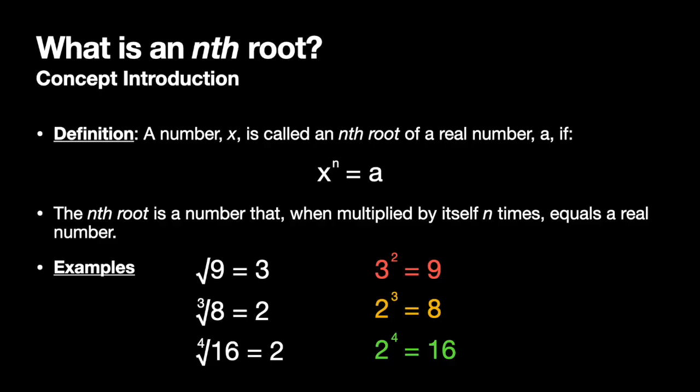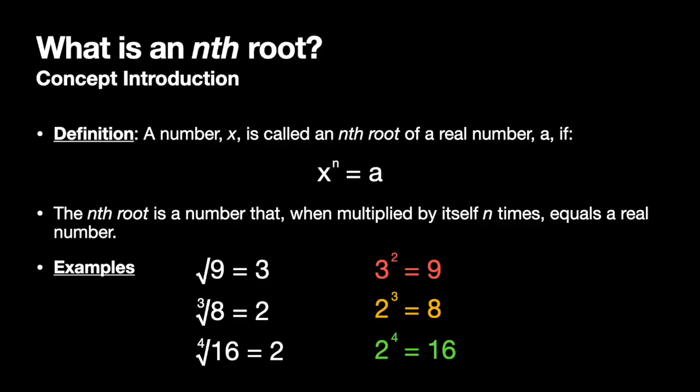Now let's move on to the concept of an nth root. So the definition is a number x is called the nth root of a real number given by a if x to the power of n, or x raised to n, is equal to a. So essentially, the nth root is a number that, when multiplied by itself n times, equals a real number.